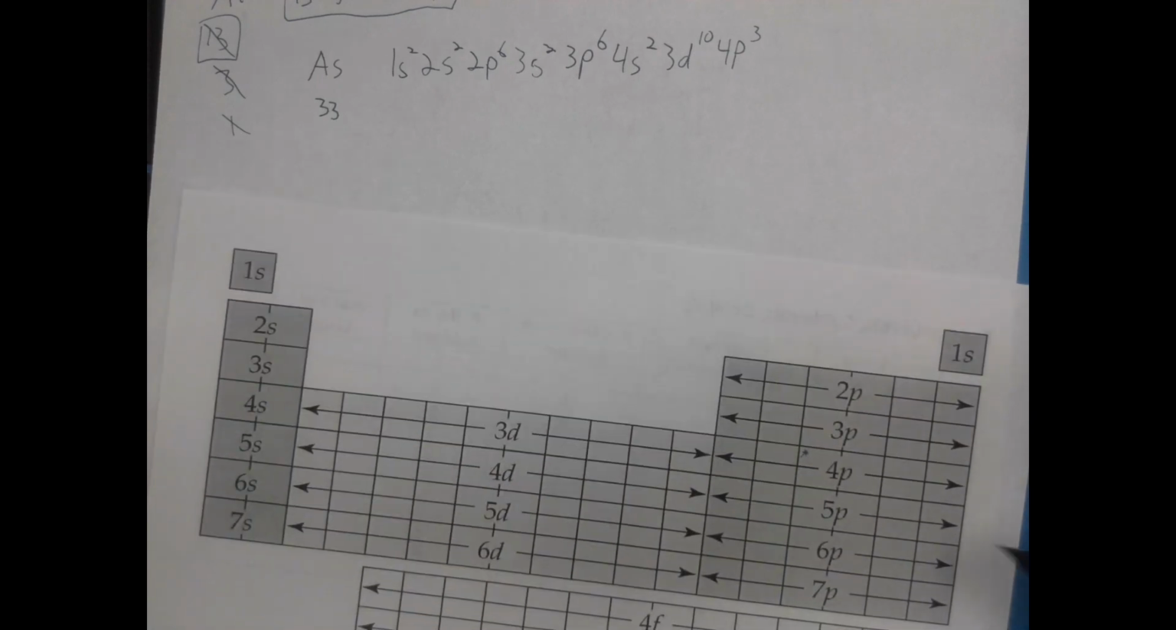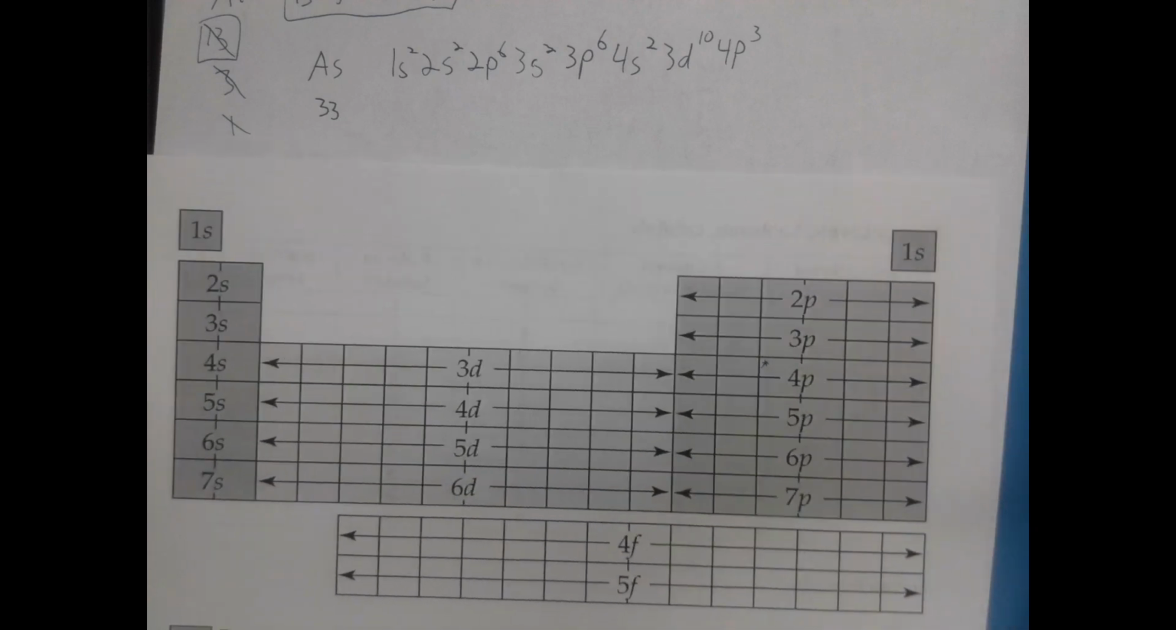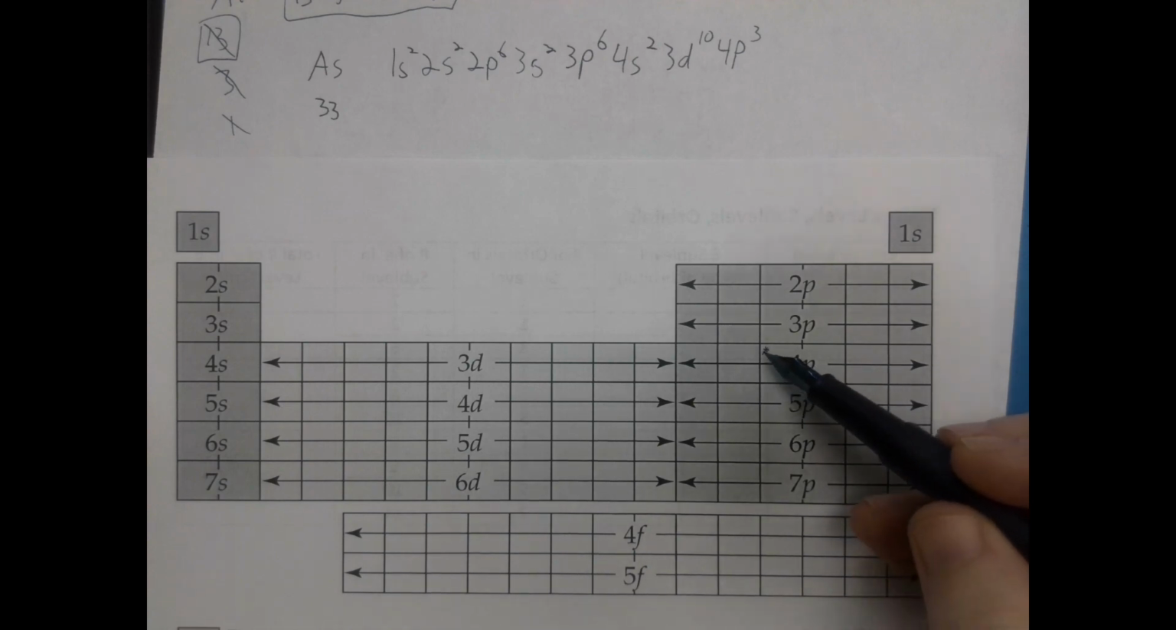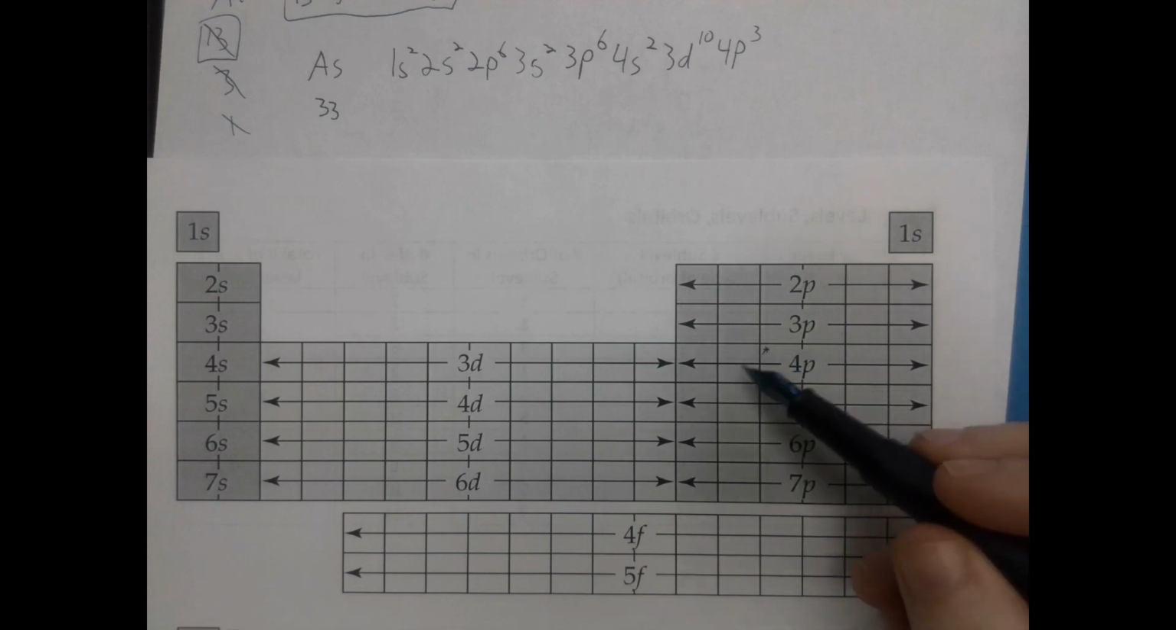Does this seem a whole lot simpler than using this method? This one allows you to quickly look at it. You can use either one you want. This is just giving you an option. I will say, however, when we start abbreviating using the noble gas abbreviation, this method is far superior. Also, you can immediately tell what the last one's going to be. The last one is going to be 4p3.